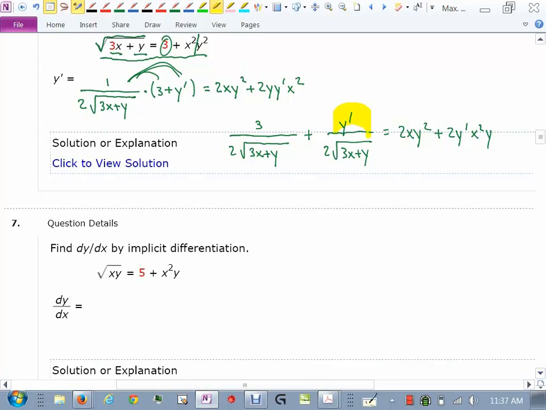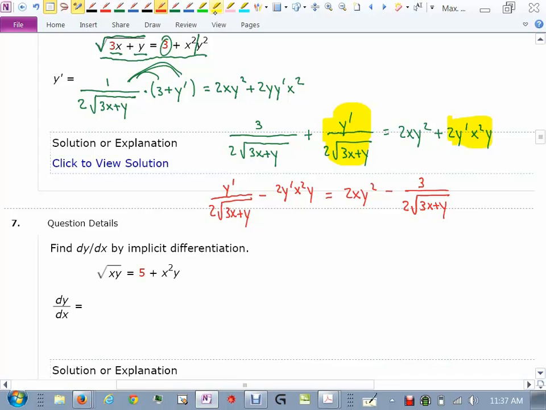Now I can actually see I have two terms with y prime in them. So I will have, on the left side, y prime over 2 square root 3x plus y. I'm going to bring over the other one, so 2y prime x squared y. And then equals, I had the 2xy squared on the right. I bring over that other thing. It becomes minus 3 over 2 square root 3x plus y.